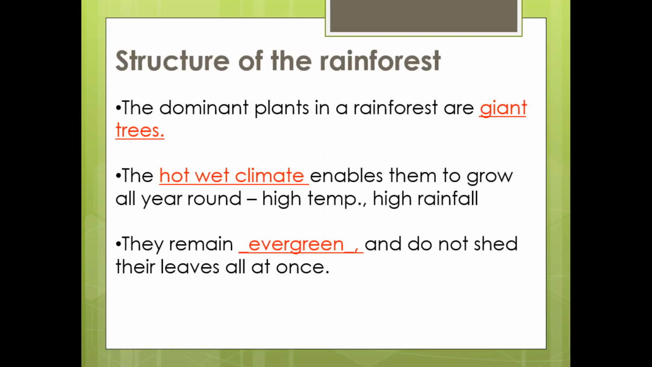The reason why some trees shed their leaves all at once is that the forest itself is found in areas where there are seasons, like a dry season. During the dry season, to conserve energy, the trees shed their leaves during that period. Those forests are known as deciduous forests. Whilst the tropical rainforest doesn't need to do this, they are known to be evergreen.